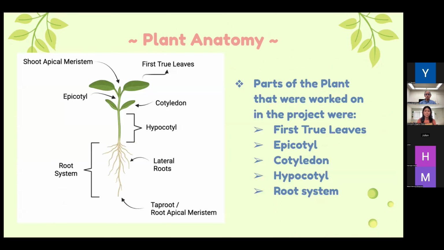So some parts of the plant that we worked on in the project, just a little bit of plant anatomy for you guys. Starting from the top part of the plant to the bottom, we have the first true leaves, which are these big leaves. And then we have the epicotyl, the cotyledon, and then the hypocotyl, and then we have the root system.